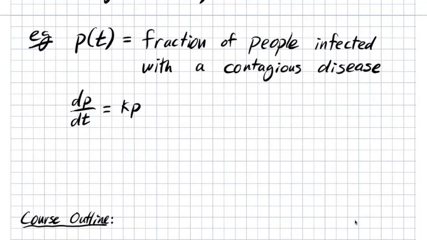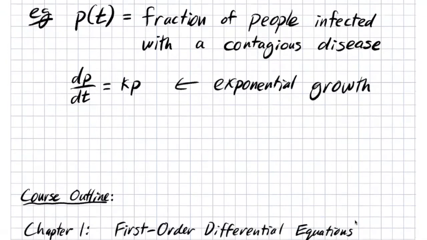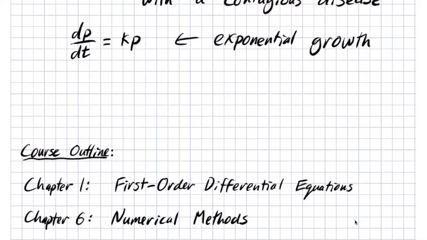So maybe this is not such a good model. This would lead to an exponential. So this is exponential growth. Not the best model. So a better model is what's called logistic growth.